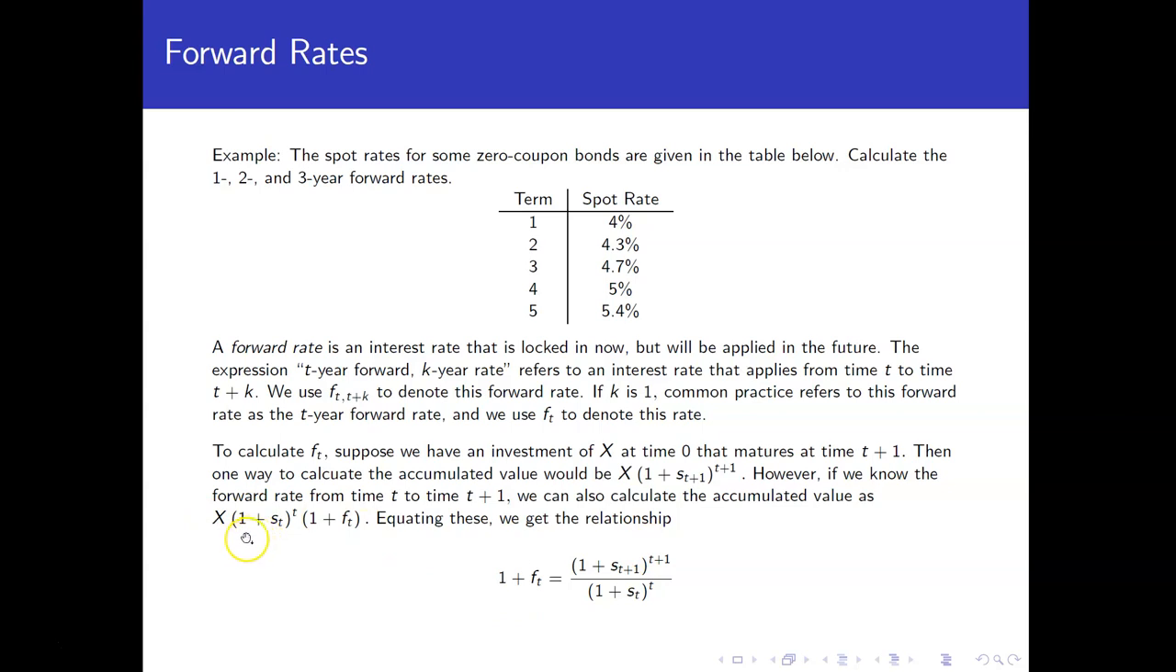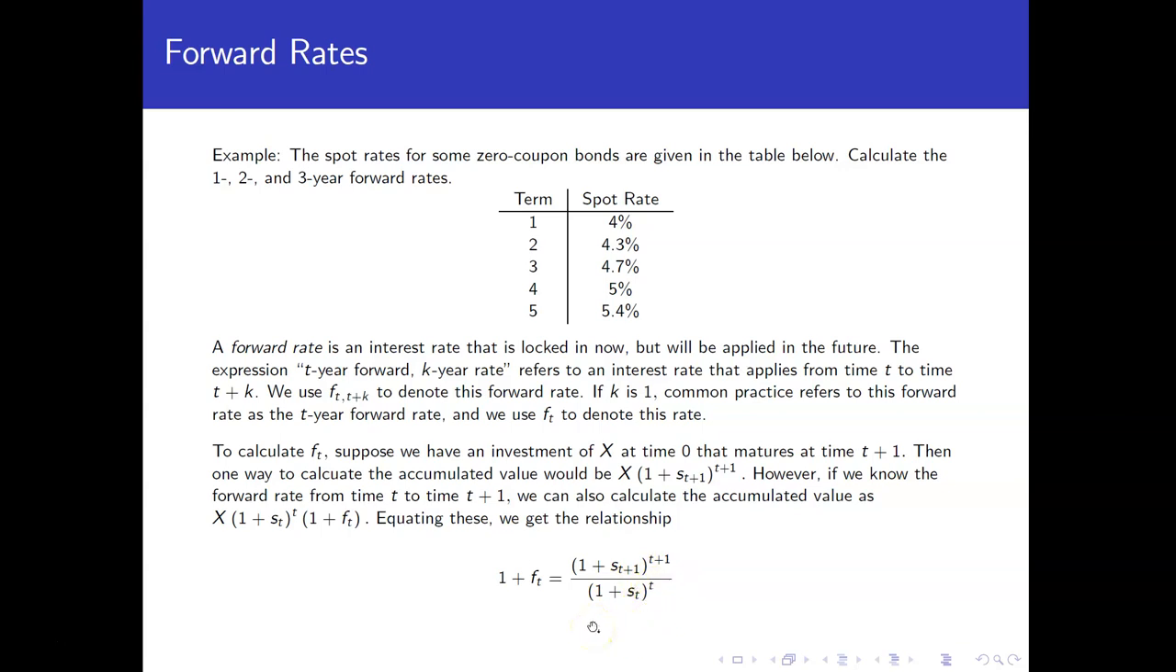So the accumulation from 0 to time t would be given by the t-year spot rate, and then the accumulation from time t to time t plus 1 would be given by the t-year forward rate. So we accumulate x for those first t years using the t-year spot rate, and then the next year using the forward rate that takes effect at time t. If we equate these two things, we get the relationship that 1 plus f sub t has to equal 1 plus the t plus 1 year spot rate raised to the t plus 1 power, over 1 plus the t-year spot rate raised to the t power.